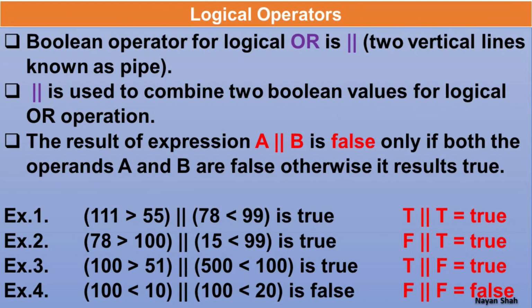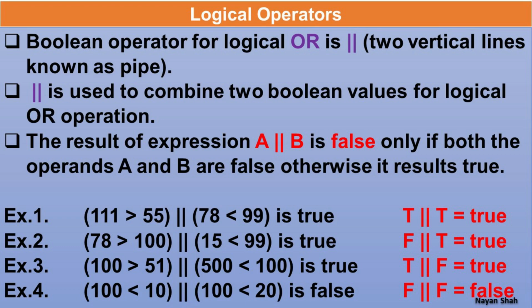Boolean operator for logical OR is double pipe, two vertical lines known as pipe. OR is used to combine two Boolean values for logical OR operation. The result of expression A or B is false only if both the operands A and B are false. Otherwise, it results true. So let us see examples again. You must know logic gates OR, that in OR, if both the conditions are false, then only the result is false. Otherwise, it is true.